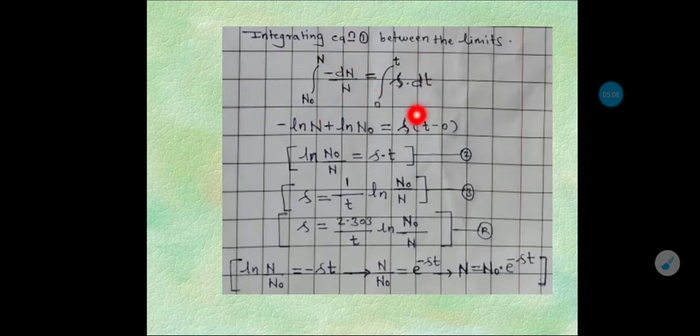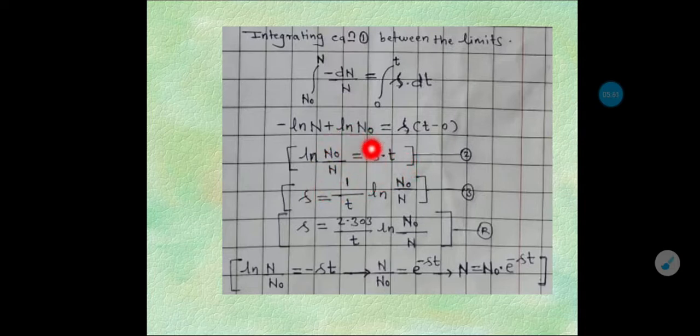After integration, this gives minus ln N. Substitute the value of the upper limit minus the value of the lower limit. So substituting the upper limit, minus ln N, minus the lower limit, minus minus becomes plus, so plus ln N0, is equal to lambda times t minus 0. So we take the ln common: ln N0 upon N is equal to lambda into t.